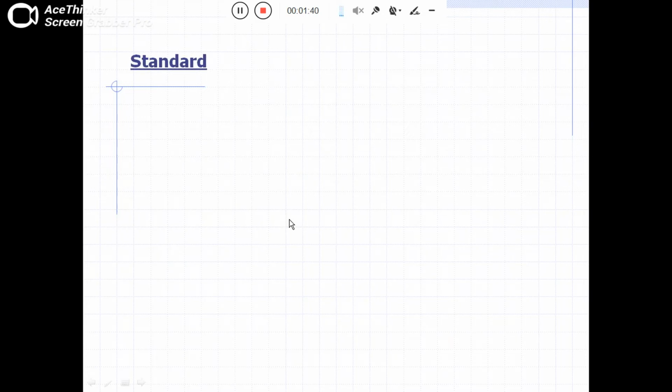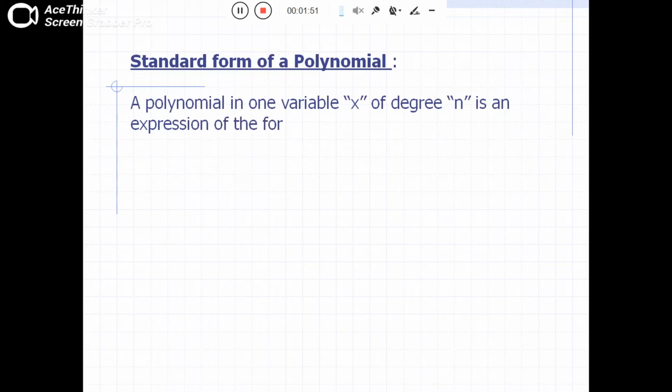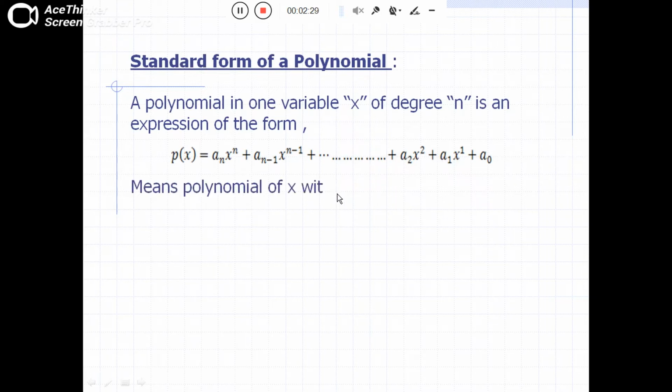In the next part we are going to study the standard form of a polynomial. A polynomial in one variable x of degree n is an expression of the form p of x equals an x raised n plus an minus 1 x raised n minus 1 plus etc. plus a2 x square plus a1 x raised 1 plus the last, the constant term a0. It means a polynomial in which the exponents of the variable are in decreasing order. Keep it in mind. So this is called the standard form of a polynomial, a polynomial of x with degree n. An example is given.